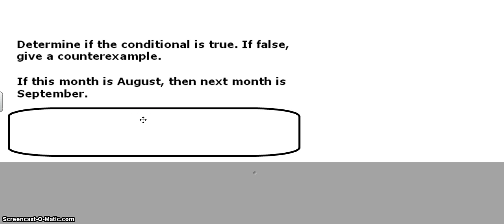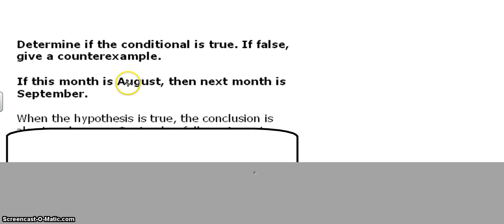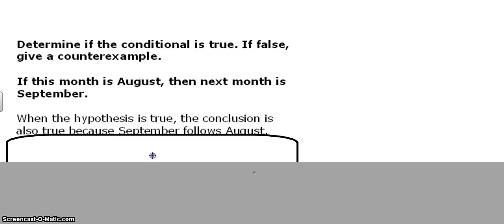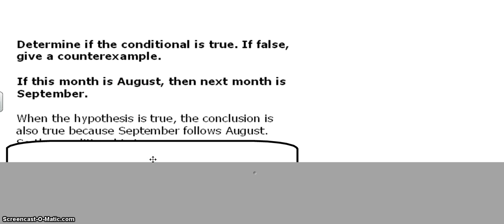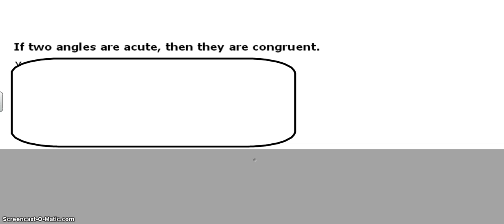Well, there isn't a counterexample, is there? If this month is August, the next month is September, right? So the hypothesis is, if it's true that this month is August, then the conclusion is also true because September follows August. So this conditional is true.